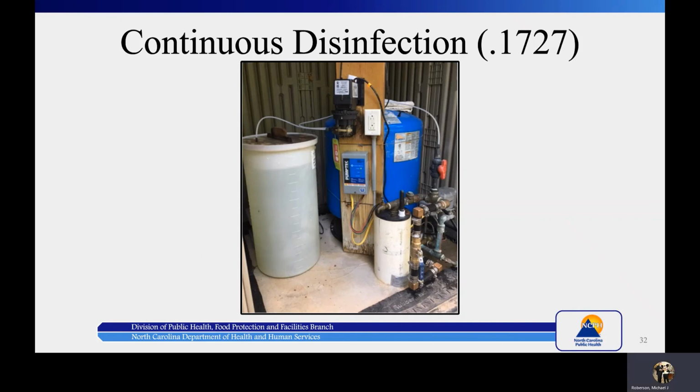Now, here's a typical setup of a continuous disinfection system. You see we have our well casing coming up out of the ground. We have our nice little vent. We have our hose bib. We have a barrel of liquid chlorine. We have our pumps. We have our pressure tank back there. We have gauges. So this is typically what you would see if you have a facility that is utilizing continuous disinfection. And again, if you have any questions about this, make sure to reach out to your regional specialist and we'll make sure we get you in the right direction.